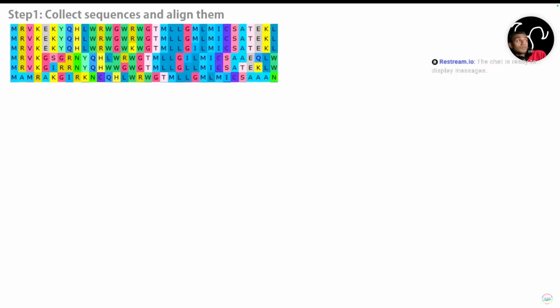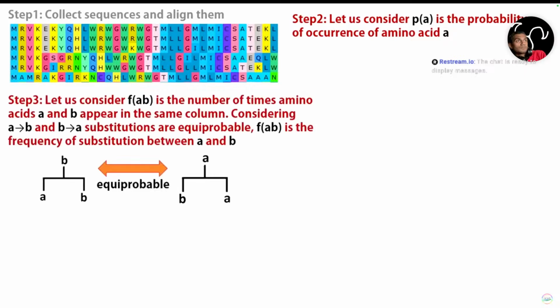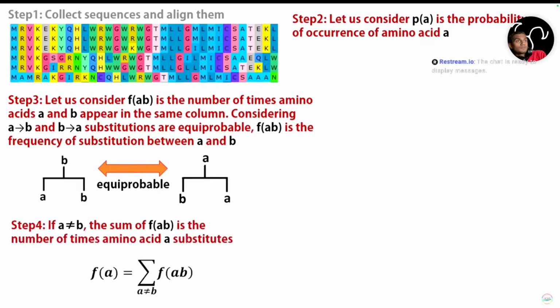In order to calculate this, first we need an alignment. Imagine any two amino acids A and B. If they are included in the same alignment column, we consider either an A to B or B to A substitution has occurred. We first calculate the probability of occurrence of amino acid A. This is just the relative frequency of occurrence of that amino acid over the entire alignment. Second step is to calculate the number of times an A to B or B to A substitution has occurred. This is FAB. Third step is to calculate the number of times A gets substituted into any other amino acid.